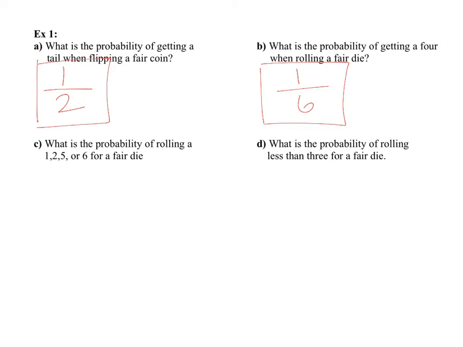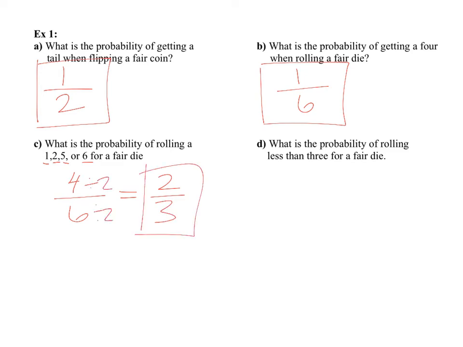What is the probability of rolling a 1, 2, 5, or 6 for a fair die? So how many outcomes do we have here? We have 4 possible outcomes out of how many total outcomes for a fair die? 6. We can reduce that fraction to 2/3.